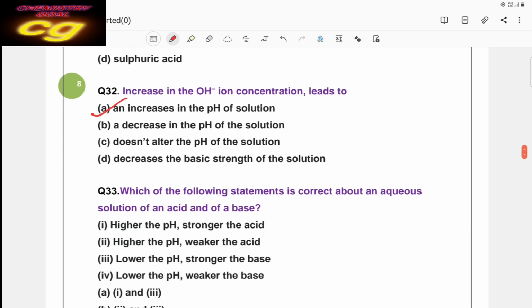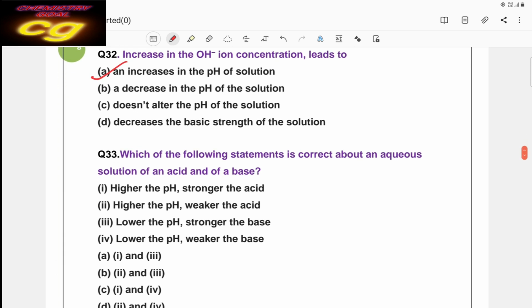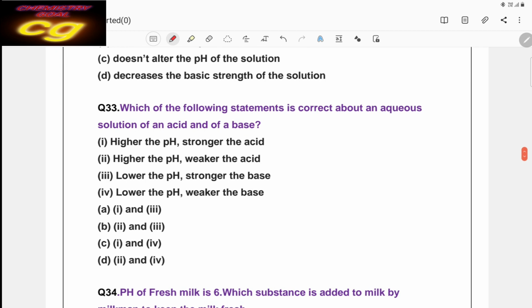Which of the following statements is correct about an aqueous solution of acid and base? Higher the pH, stronger is the acid. That is wrong. Higher the pH, weaker the acid. That is okay. Lower the pH, stronger the base. That is correct. Lower the pH, weaker the base is wrong. So the second and third are the correct answers.